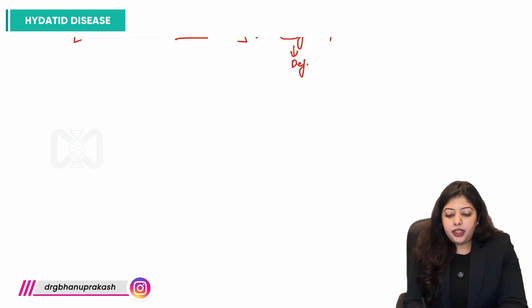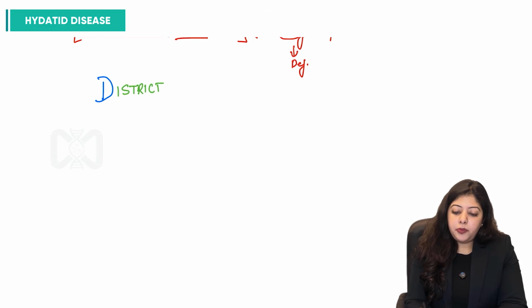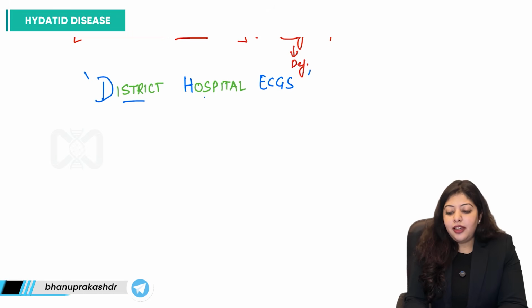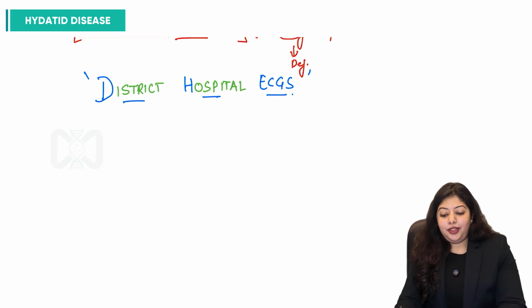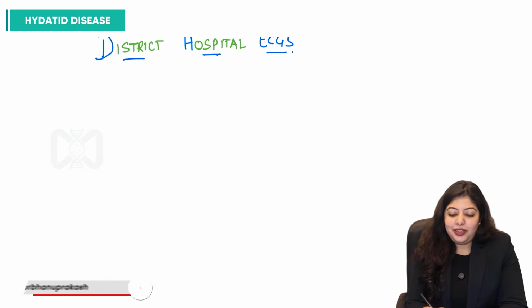So the mnemonic that I have used is district hospital ECGs. Now in our times, district hospital ECGs rarely worked. They were really bad. So you might just remember it with this mnemonic.